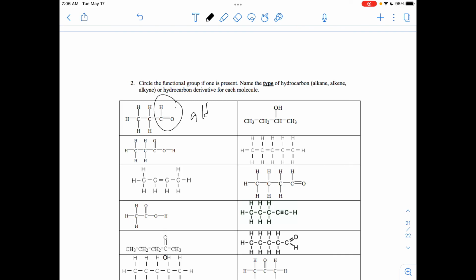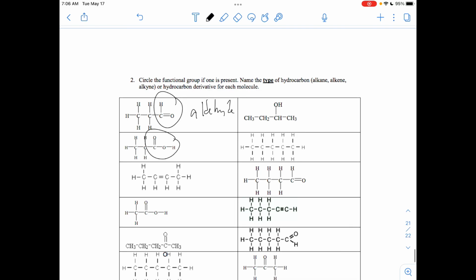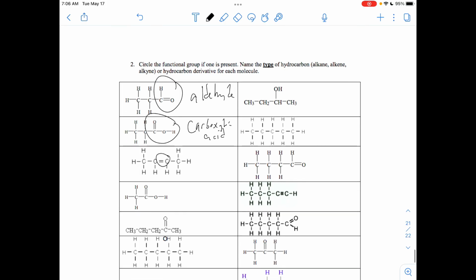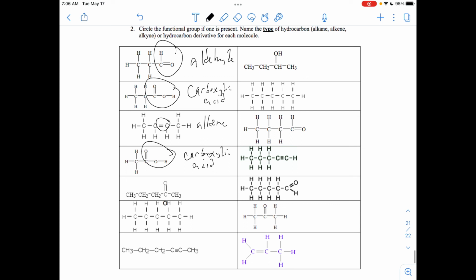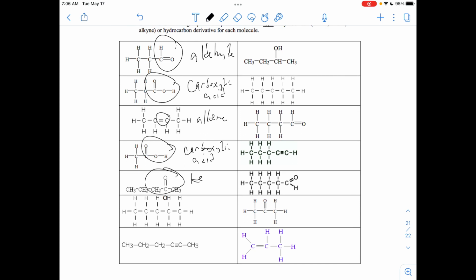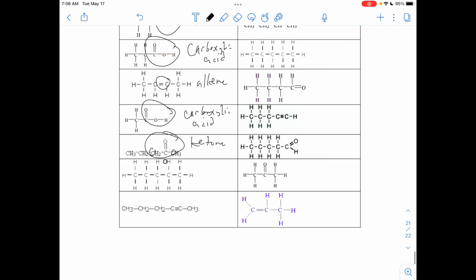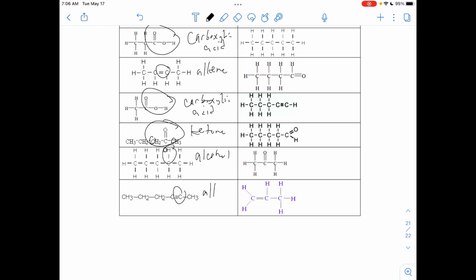Okay, functional groups. So this one is an aldehyde, a crown with a hydrogen. Carboxylic acid. This one is alkene. Okay, this one, carboxylic acid. This one, our first ketone. Notice that there's a carbon on both sides of the crown. Kind of looks like a key too. Alcohol. Alkene. Oh, sorry, alkyne.